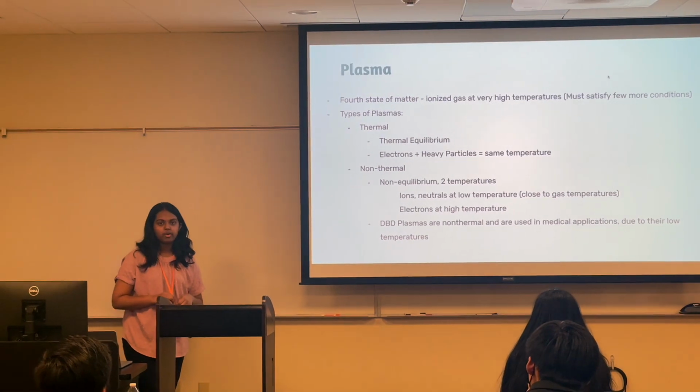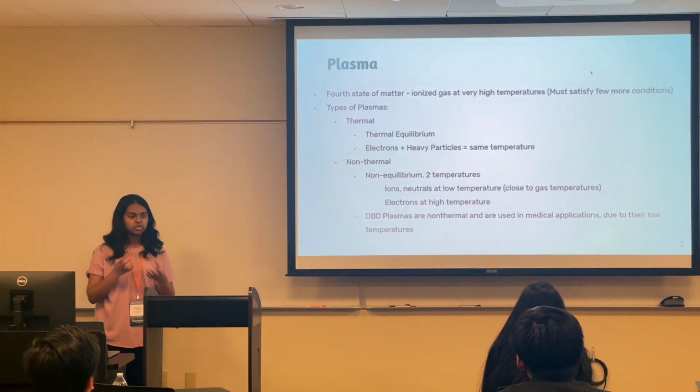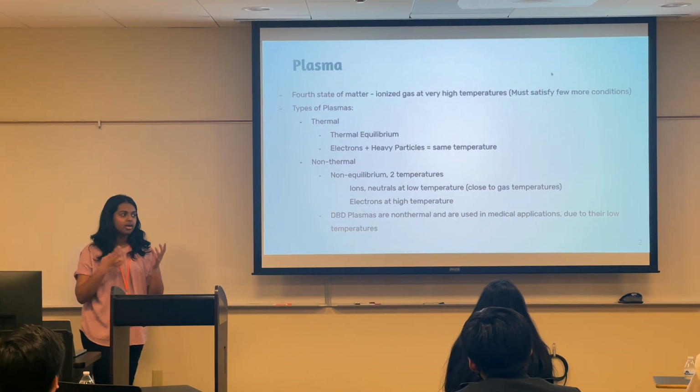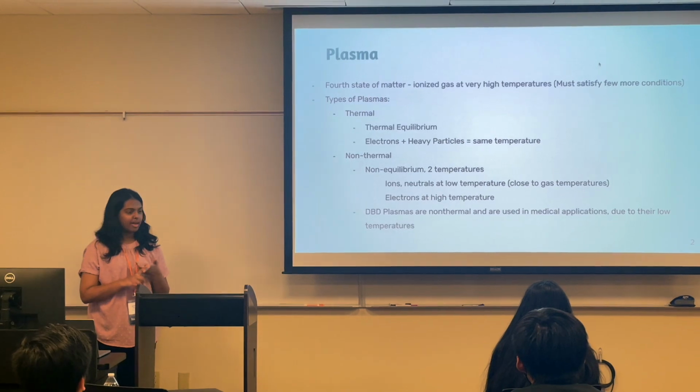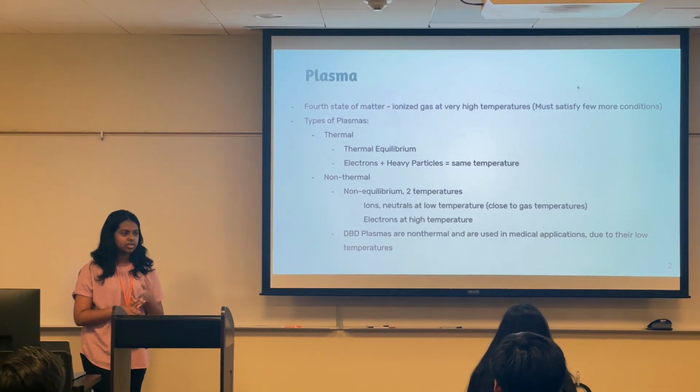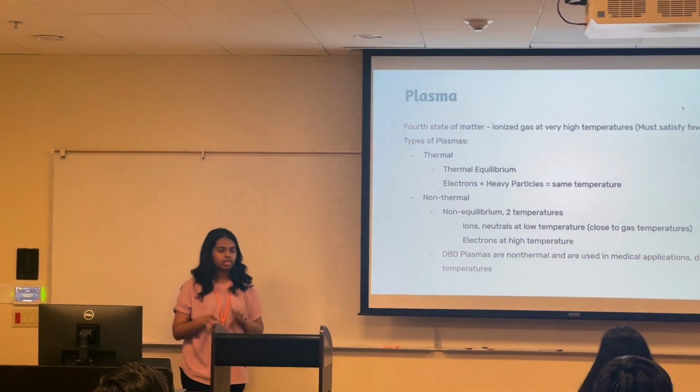So plasma is the fourth state of matter. It's basically ionized gas, and it usually occurs at very high temperatures, but it must satisfy a couple more conditions than that, including a thing called Debye length and a number of oscillations that I won't go too much into in this presentation. There are two major kinds of plasma.